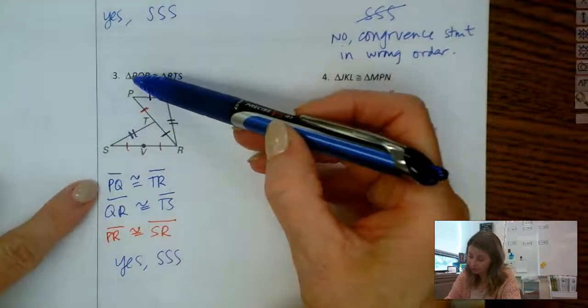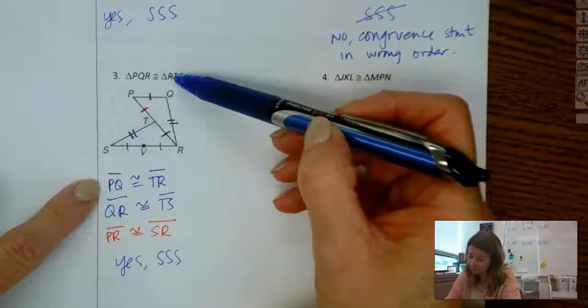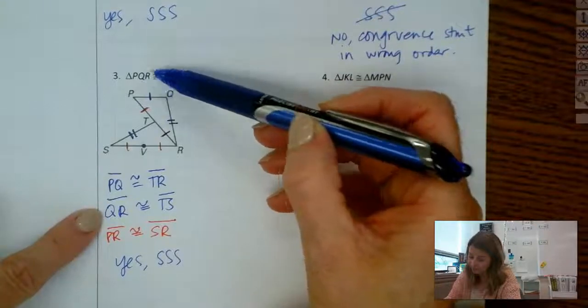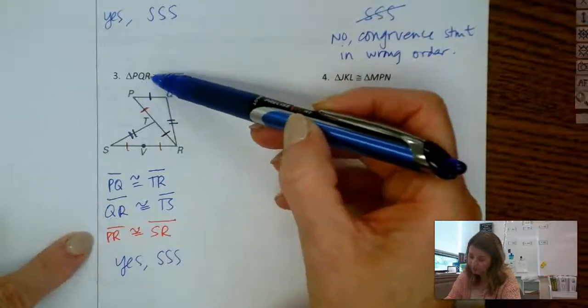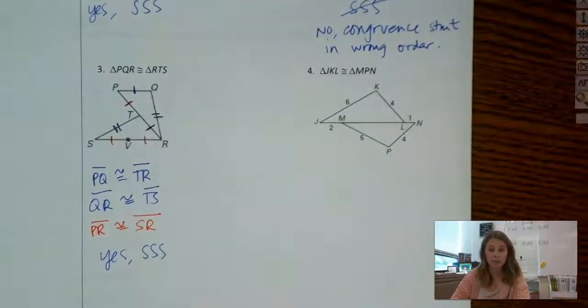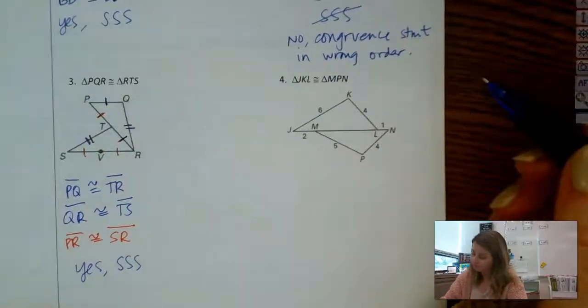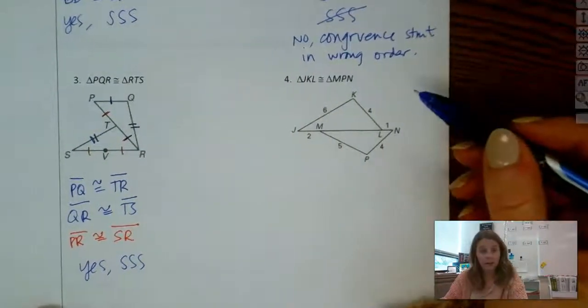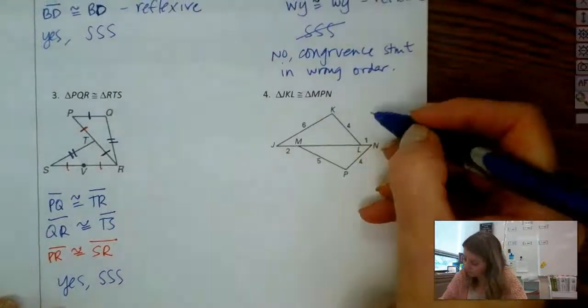So let's just check the order. PQ, TR, QR, TS, P to R, S to R. Okay, so number 3 looks good. It is congruent, SSS. The statement is in the right order. Okay, number 4, let's see.